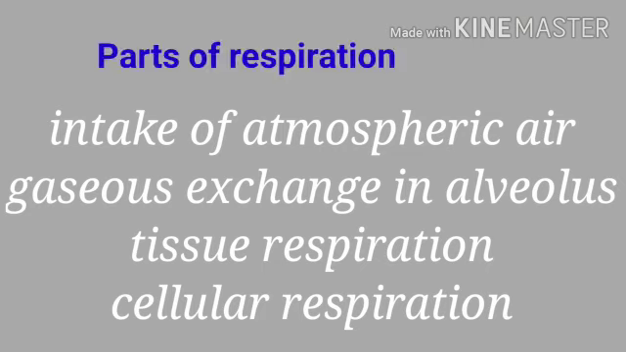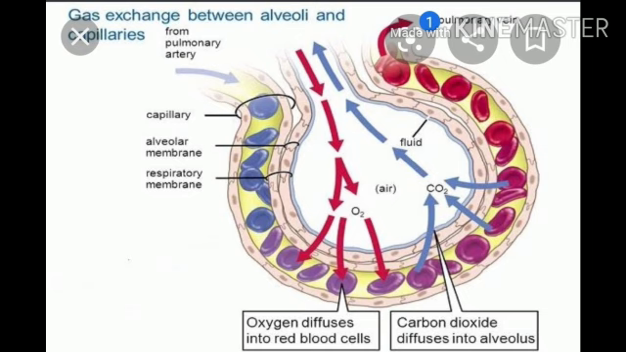In this session, we learned about different parts of respiration. The first part, that is taking in atmospheric air. The second was gaseous exchange, which took place in alveolus. We saw how oxygen present in the alveolus diffused into the capillaries, and then this oxygen was carried by the hemoglobin of the RBCs to different cells.